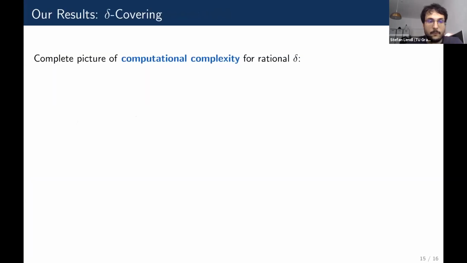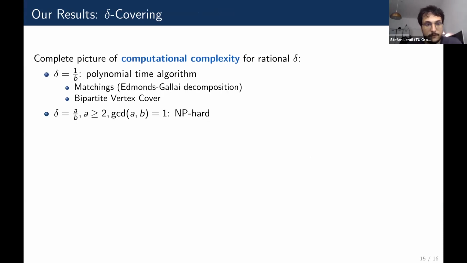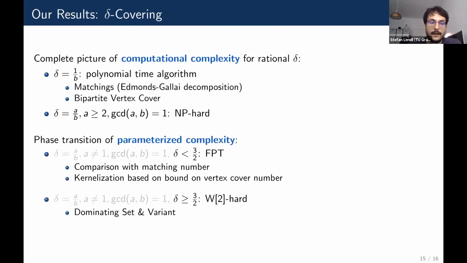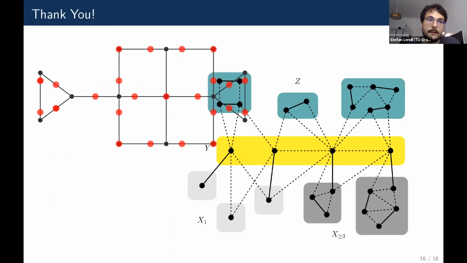So let me quickly summarize. We have obtained a complete picture of the computational complexity for all delta, namely if we have unit fractions, we have a polynomial time algorithm, otherwise the problem is NP-hard. And with respect to parameterized complexity with the natural parameter, we know that there is a transition from fixed parameter tractability to W2 hardness exactly at delta is 3/2. So let me finish here and thank you for your attention.